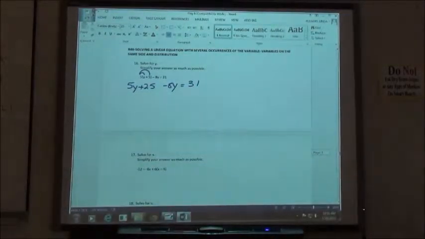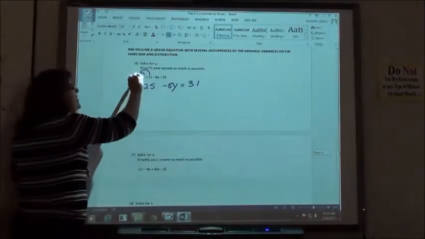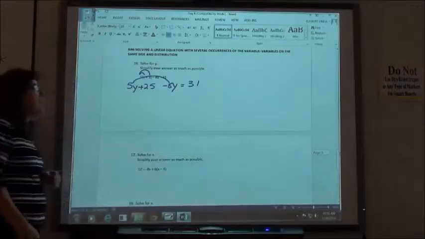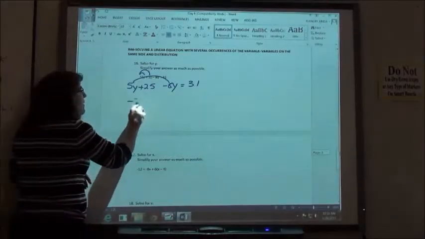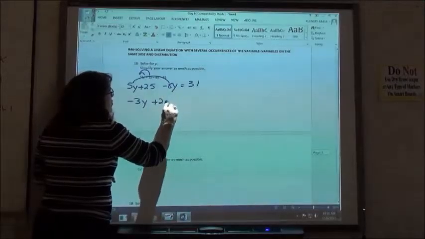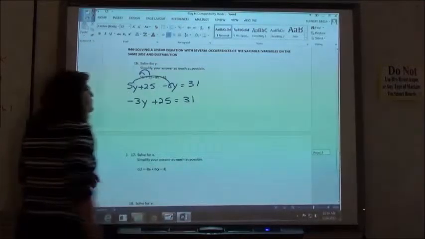Normally, the second step you do is combine the like terms that are on the same side of the equal sign. You don't want to have more than 2 terms on any side, so you're going to put together what you can. In this case, the 5 and the negative 8 is going to go together. You're not moving them, so the signs aren't going to change. You're just putting them together. 5 minus 8 gives me negative 3y plus 25 equals 31.